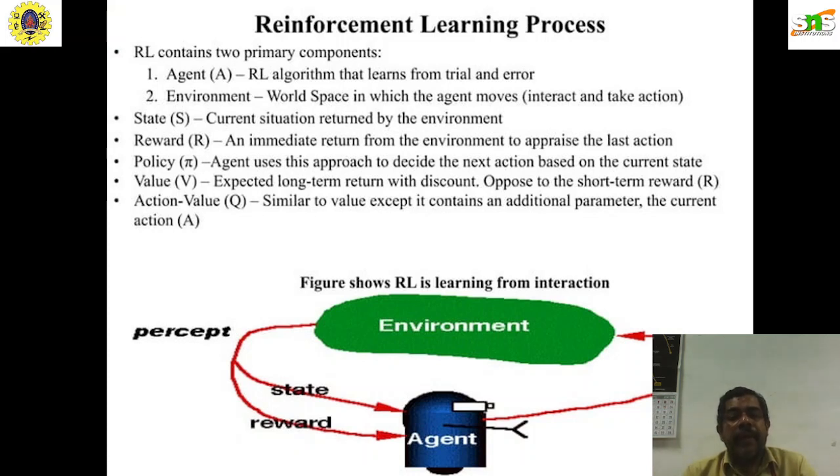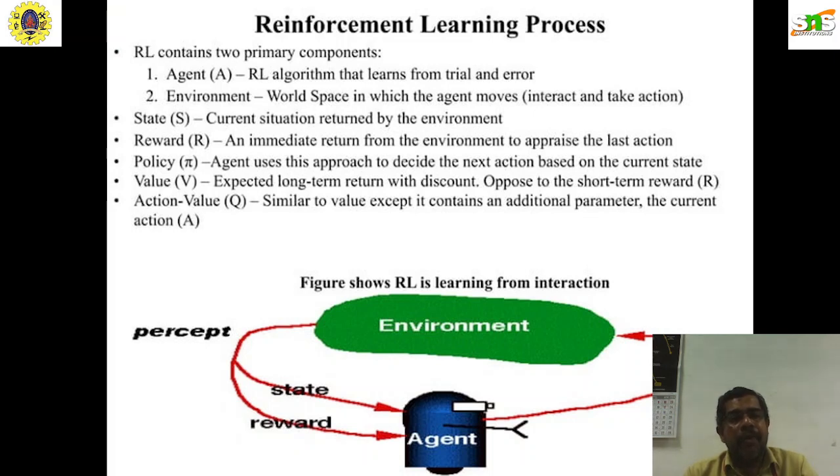So now continuing, we have to go with the other parameters. Number one, as I already said earlier, are the two primary components: number one is the agent and number two is the environment. The agent has the RL algorithm that learns from trial and error. The environment may be the entire outside world space where the agent is moving, interacting, and taking actions.